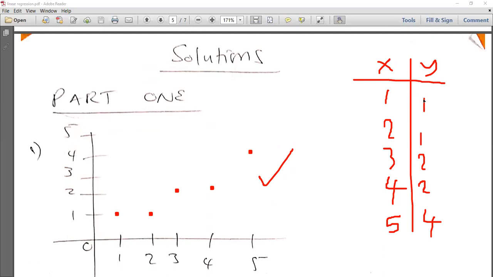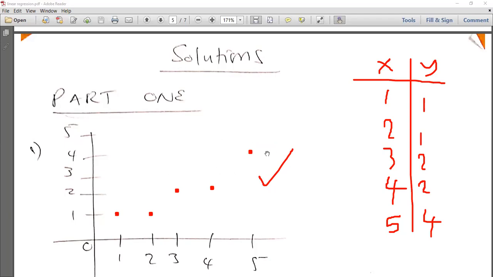So here we have 1, 1, which is this one here. 2, 1, which is this point here. 3, 2, which is this point here. 4, 2, which is this point here. And 5, 4, which is this point here. Clearly, we can tell that the slope of the scatter diagram is upsloping, and the dots are close to each other, so it's a strong relationship. But we cannot be too sure just by looking, so we need to actually calculate.